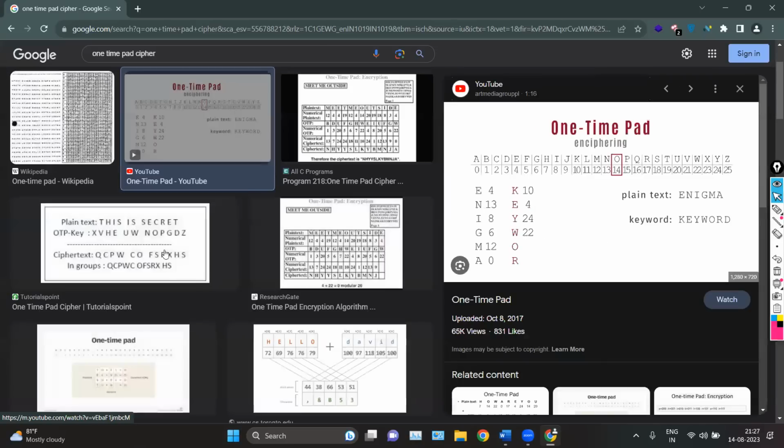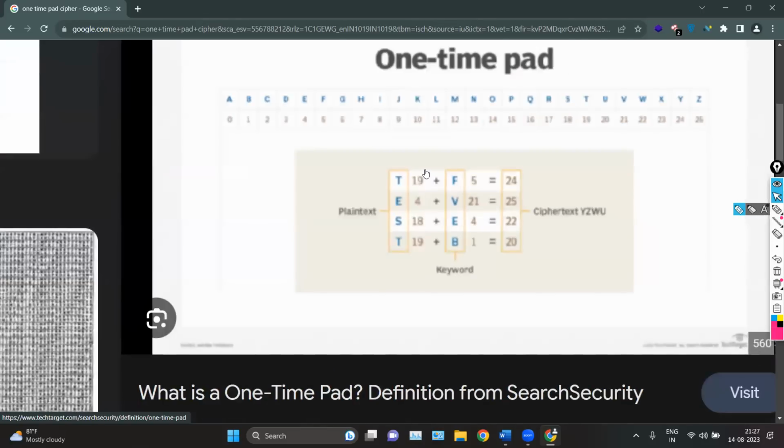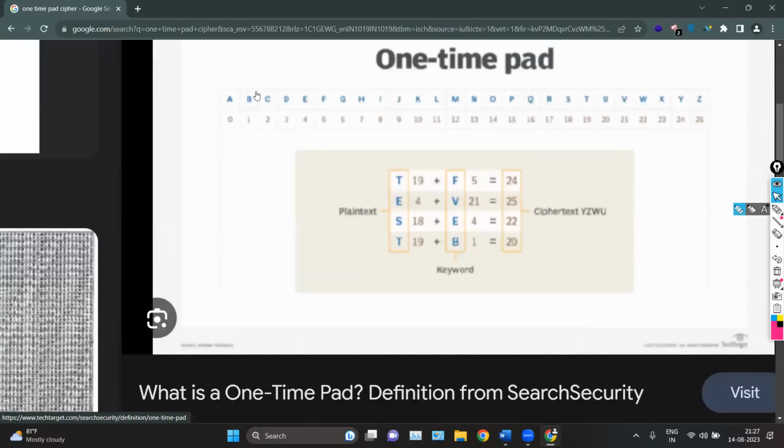Let me show you a more appropriate image of this one. Yeah, this one is fine. So let's say you have the plain text word TEST. You have this ABCD here, and you have 19 on T, and E on 4, like this. So this one is the plain text, and this one is the keyword. Let's say FVEV is the keyword.